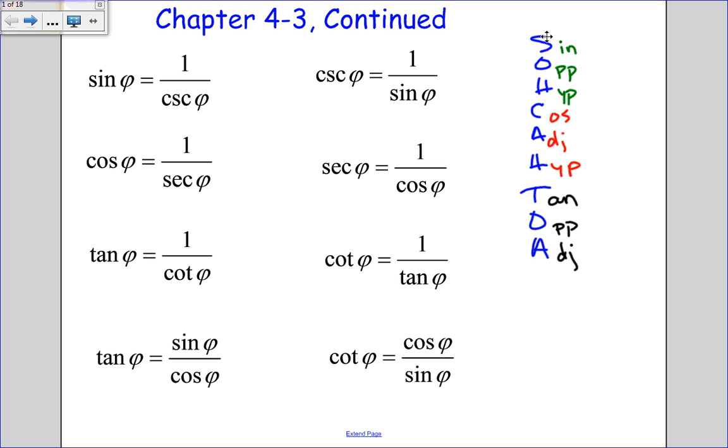Then we have our triangle definitions. Sine is opposite over hypotenuse, cosine is adjacent over hypotenuse, tangent is opposite over adjacent. If you know those 3, then you can get the other remaining 3 trig functions: cosecant, secant, and cotangent.